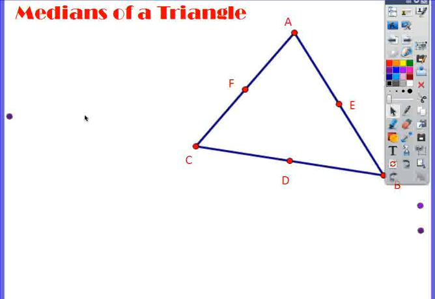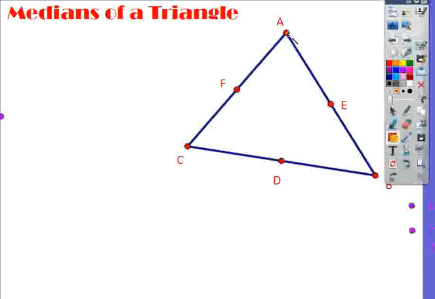A median is a segment that connects from a vertex to a midpoint on a triangle. This concept can be applied to a triangle, and we can draw a median from each vertex of the triangle to the midpoint on the opposite side.